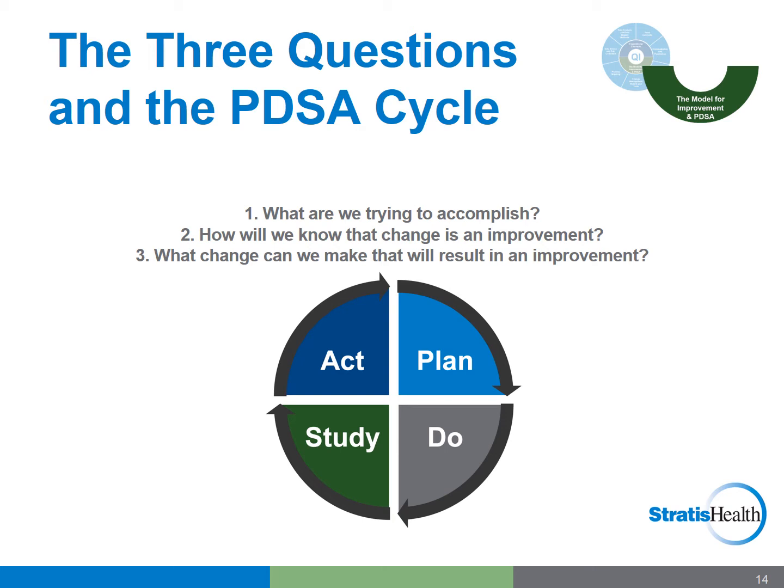Number 1, what are we trying to accomplish? This sets the aim or goal along with the focus or scope of our work. 2, how will we know that change is an improvement? This demands we employ measures to quantify progress and success. You can't improve what you can't measure. 3. What change can we make that will result in an improvement? We need to create a hypothesis and test it out.